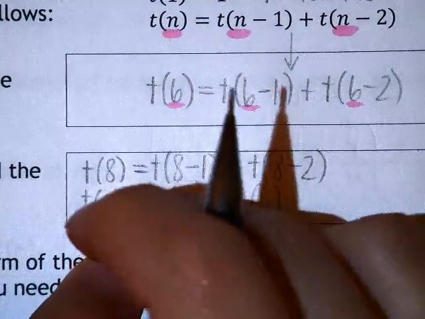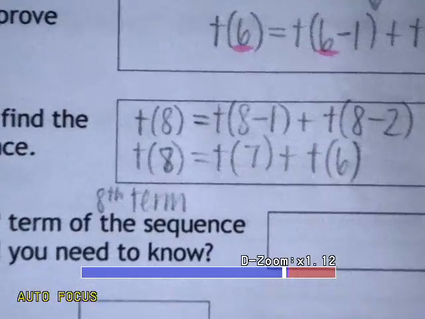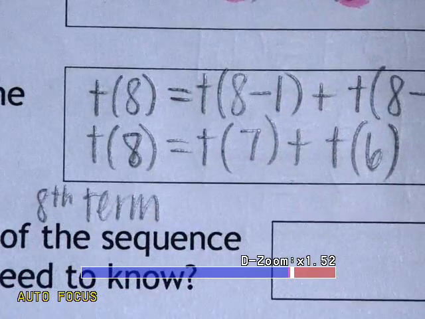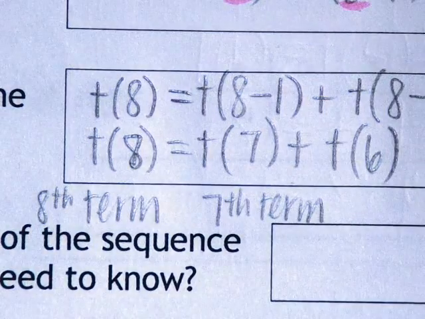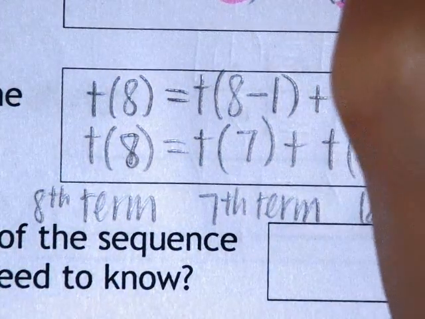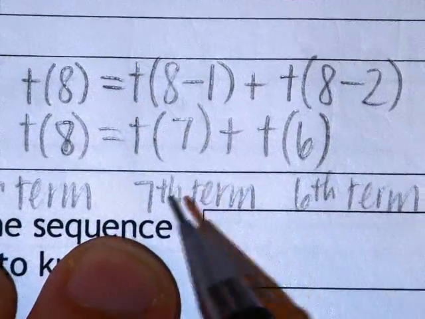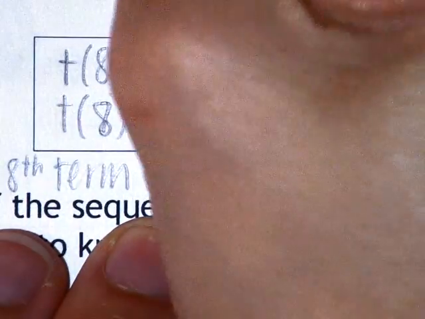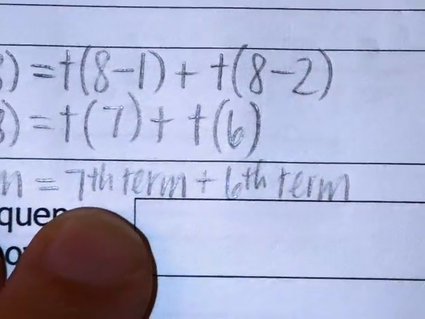Now remember how we said t of 8 means 8th term? I'm going to write that just so I keep it straight. T of 7 must mean 7th term, and t of 6 must mean 6th term. So let's think about this formula logically. It says that the 8th term is equal to the 7th term plus the 6th term.